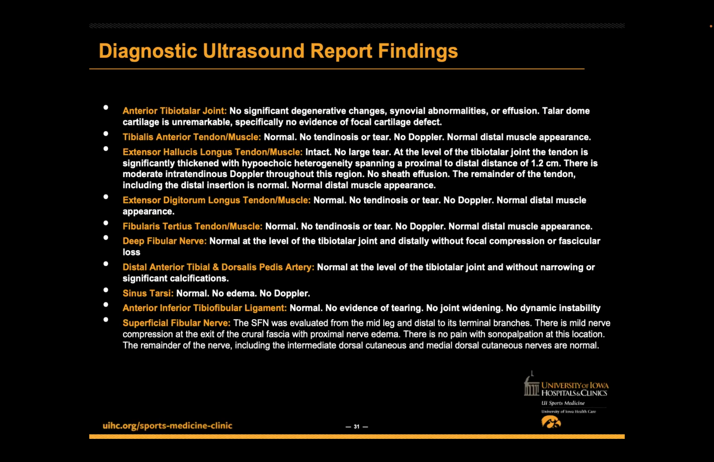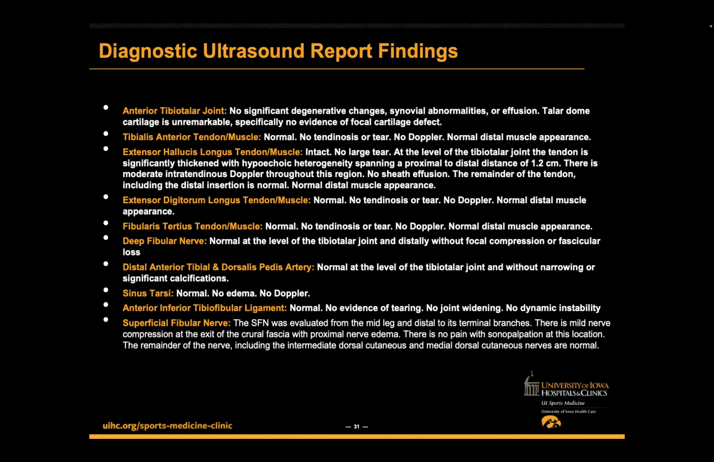Similar to the tibialis anterior, the EDL and fibularis tertius were normal with no tendinosis or tear, no Doppler, and normal distal muscle appearance. The deep fibular nerve evaluated at the level of the tibio-talar joint was normal without any focal compression or fascicular loss. The distal anterior tibial and dorsalis pedis artery are normal at the level of the tibio-talar joint and without narrowing or any significant calcifications. The sinus tarsi was normal. There was no edema and no Doppler. The AITFL was normal with no evidence of tearing, no joint widening, and no dynamic instability.